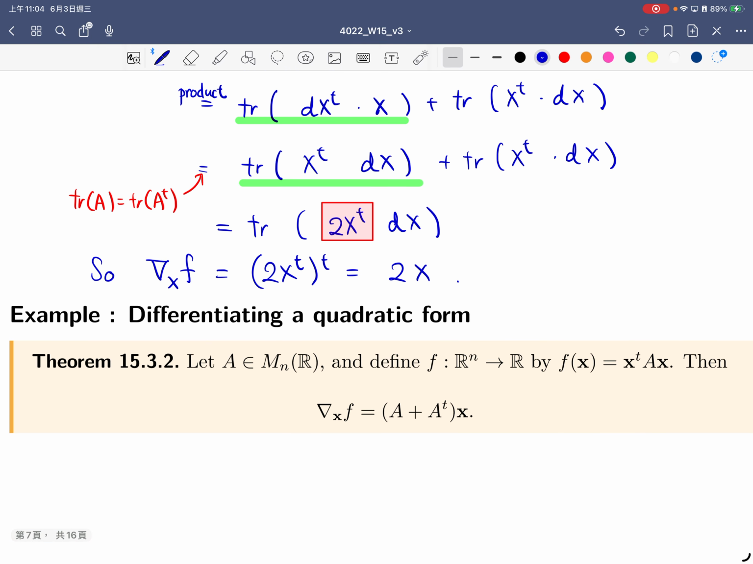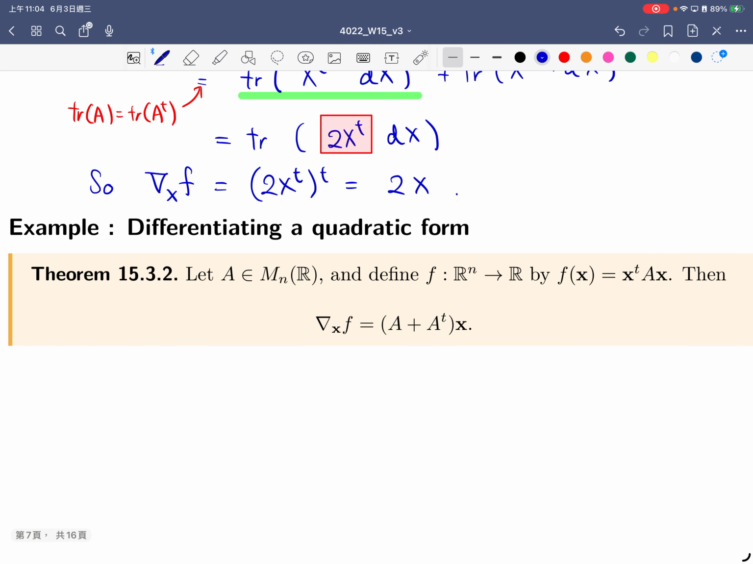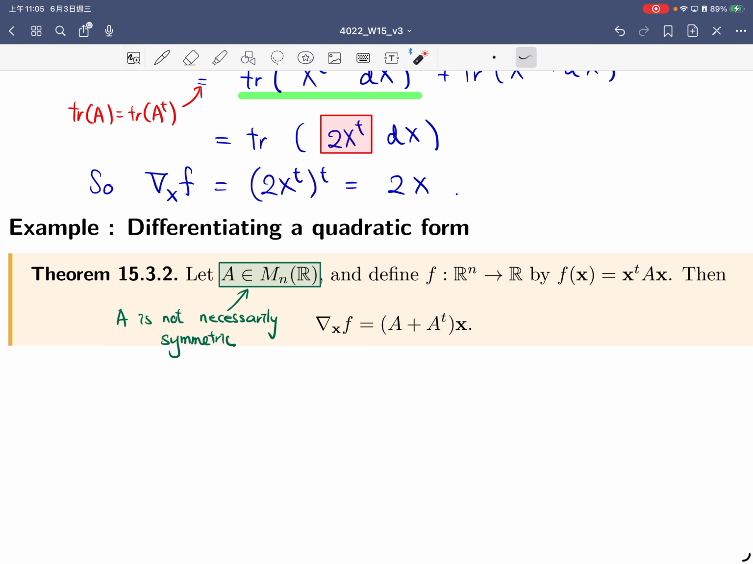And then let me do one more example, okay? Differentiating a quadratic form, okay? Here, my quadratic form is even more general because it comes from a general matrix. So A is not necessarily symmetric here. And I associate a quadratic form with it by using the standard way, that is f of x equals x transpose Ax. Then I want to compute its gradient.